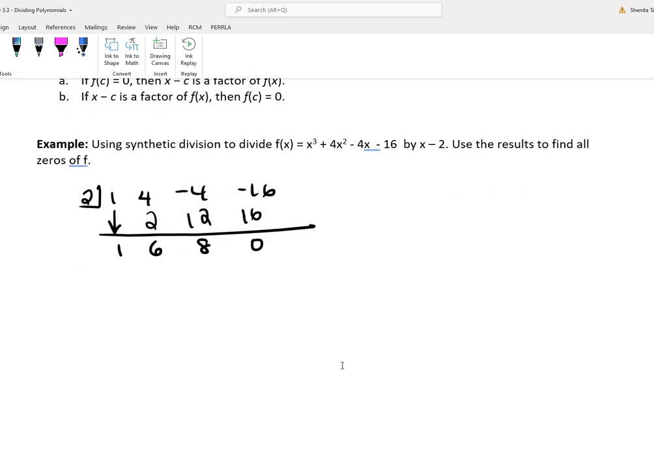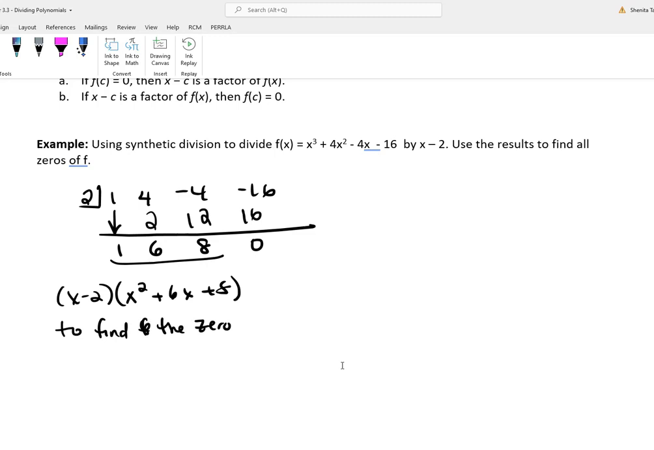Okay? So this means that x minus 2, and then I'm going to write this out, this will be x squared plus 6x plus 8. When you multiply it out, you'll get f of x. So to figure out the zeros, you're going to set f of x equal to 0.